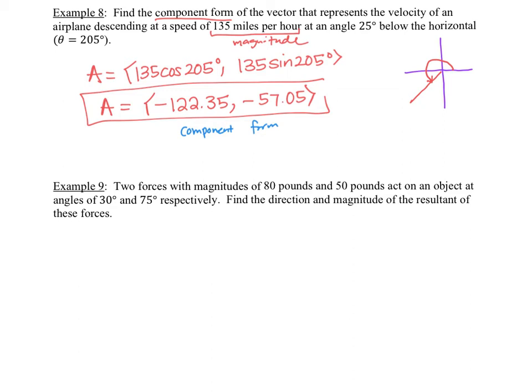Now, when you're adding forces and things like this, we want them in component form. There are two forces. I'll call one of them A and the other one B, just because it's easier for me to label things. I'm going to first rewrite each one in component form because it's easier to work with. So the magnitude of force A is 80. The angle is 30.